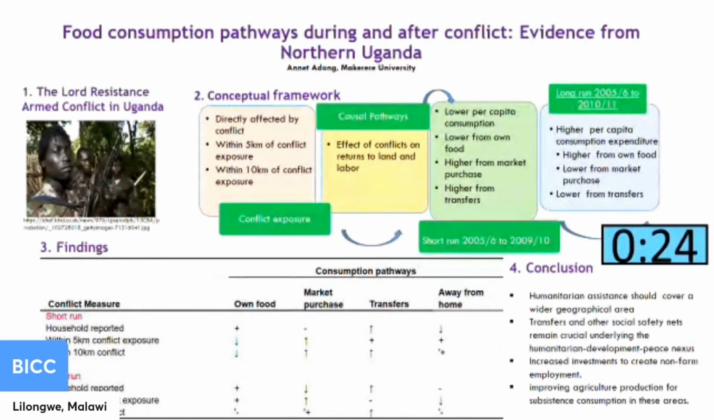Our findings show that in the short run, households affected by conflict rely less on food production, and more on market purchases and transfers. But in the long run, they start to rely on food production, but that's on the lower side. They rely more on transfers. Our conclusion is that humanitarian assistance should cover a wider distance. Thank you.